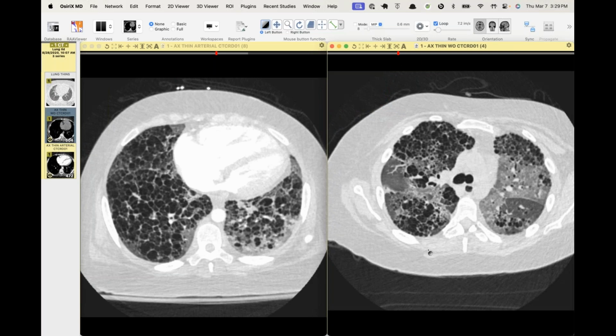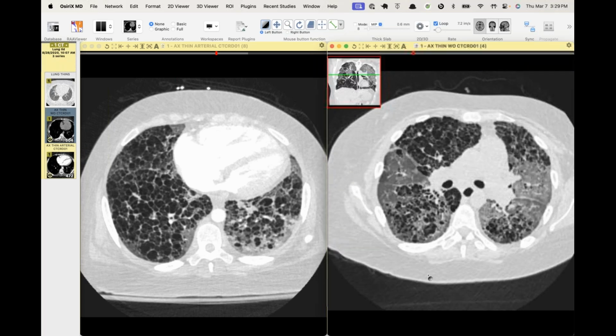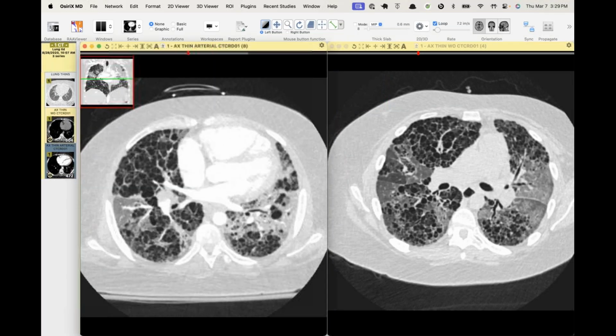And actually, we had a case where our pathologist said, I'm not really seeing fibrosis here. This is kind of emphysema. And I just wonder if she has LAM in addition to her lupus too. That would be another consideration.